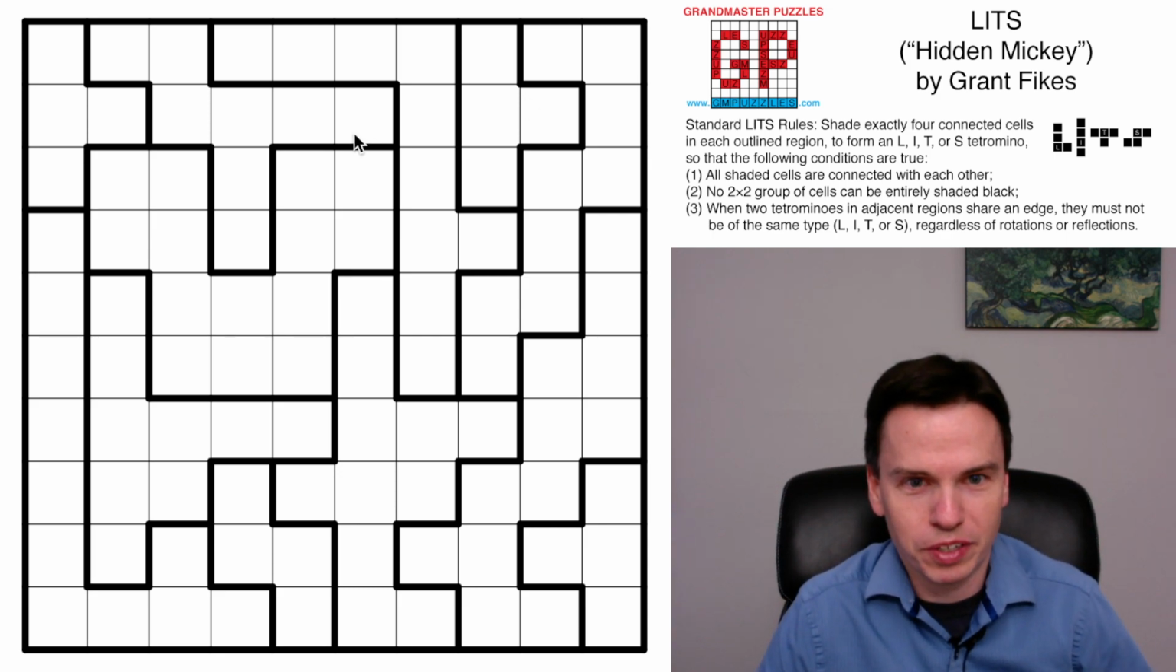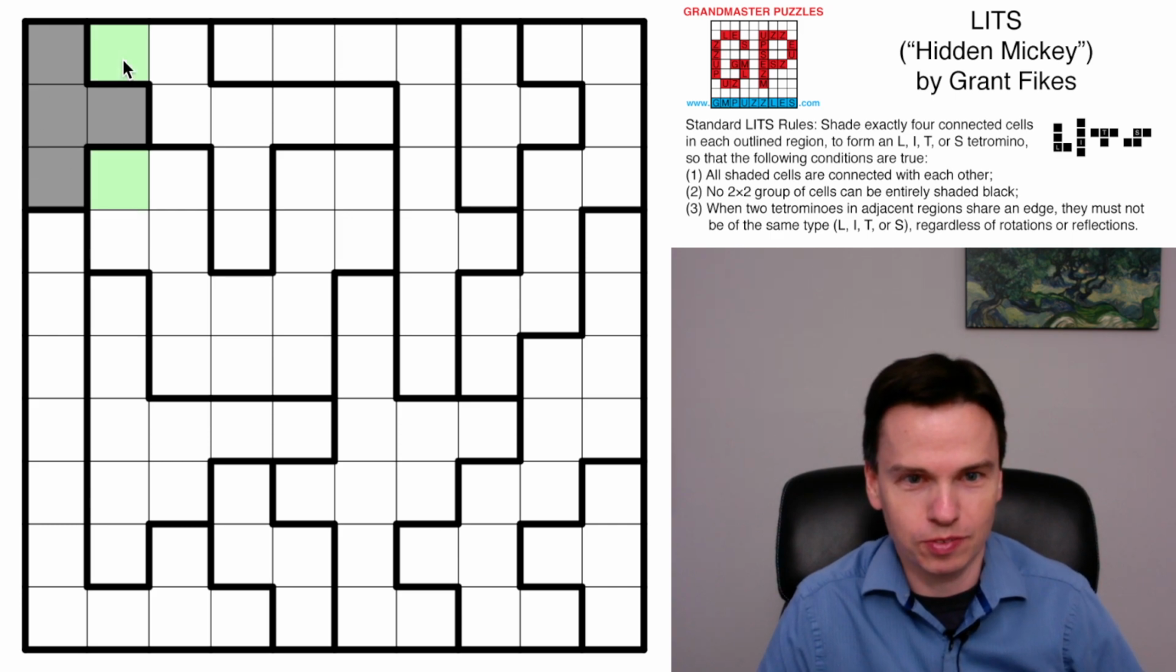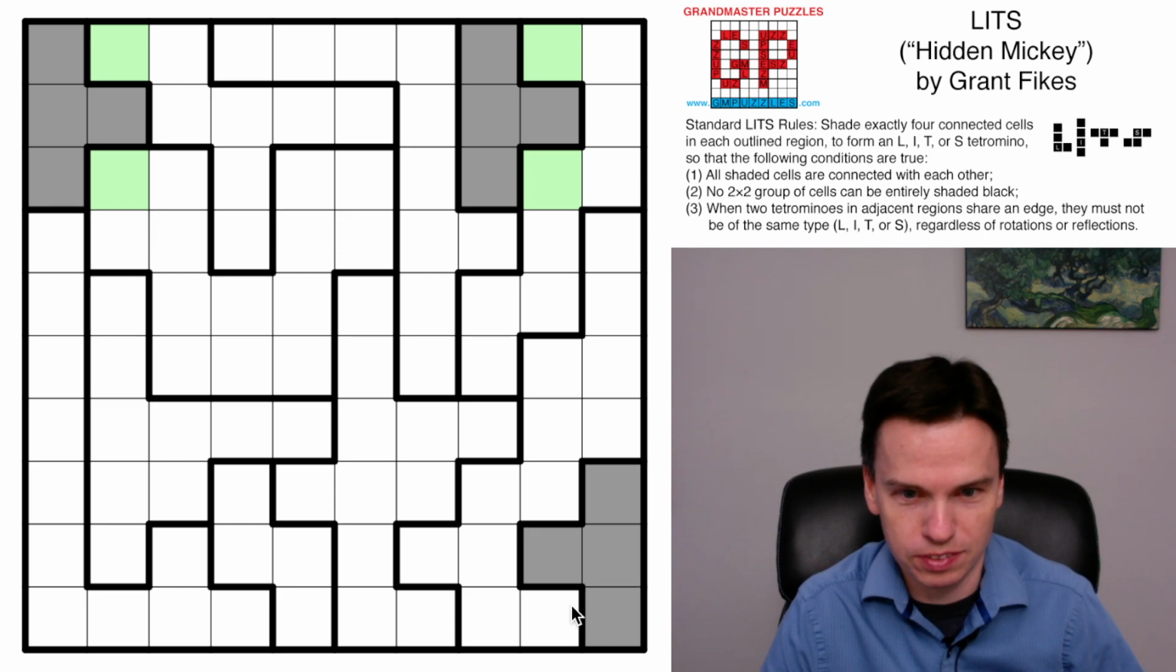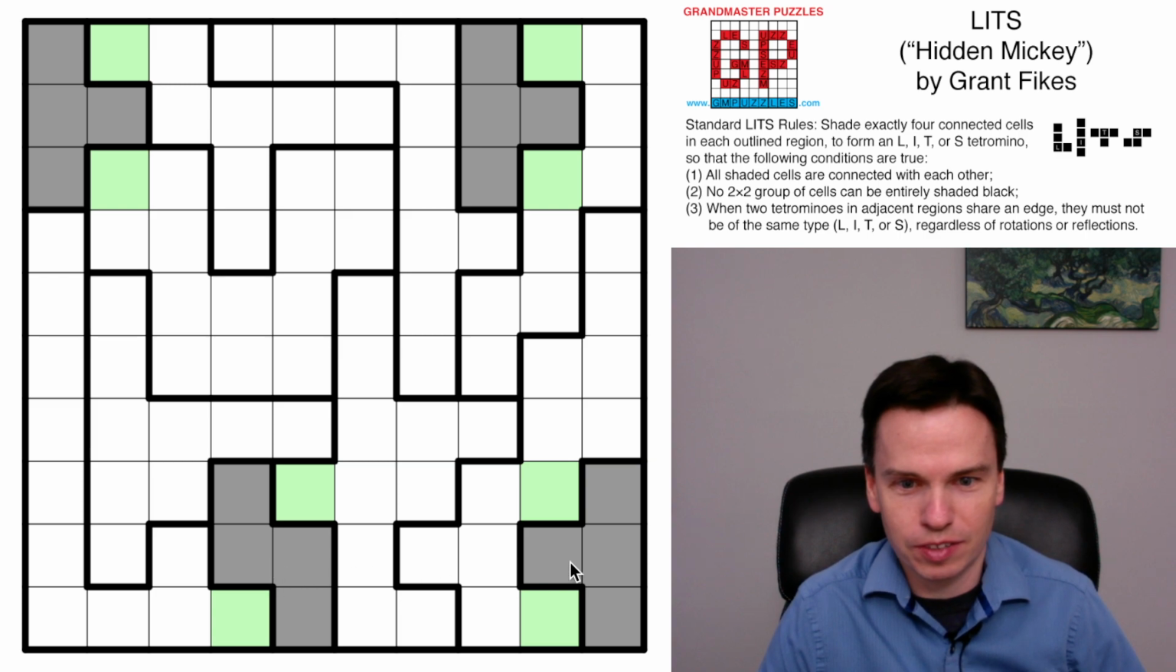So here to solve this LITS puzzle by Grant Fikes. It's got a hidden Mickey somewhere in it and a logical path, which is what this video will focus on. And I'm just going to start with these four regions that look like they're 4 cells large. So these are given at the start effectively in this LITS puzzle.